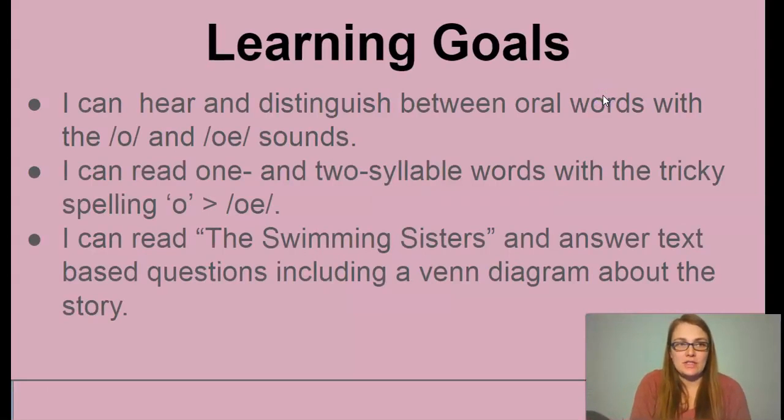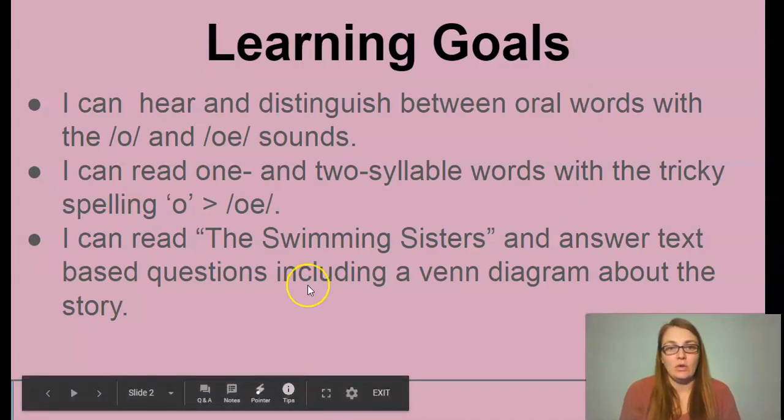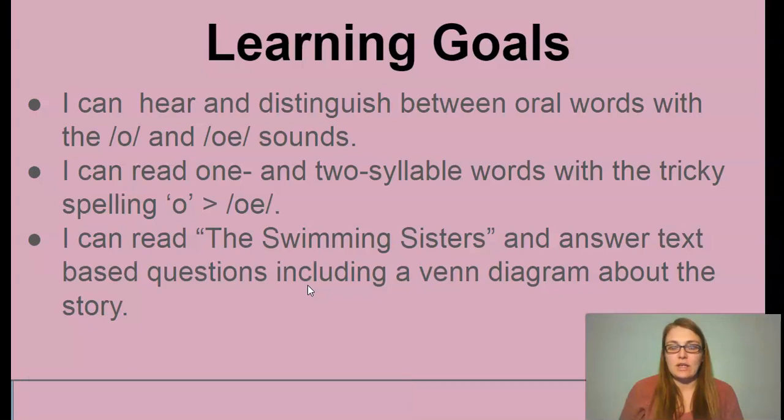Our learning goals for today: hear and distinguish between oral words with the ah and o sounds, read 1 and 2 syllable words with a tricky spelling o for o, and read The Swimming Sisters, the next story in our text, and then answer questions including a Venn diagram about the story.